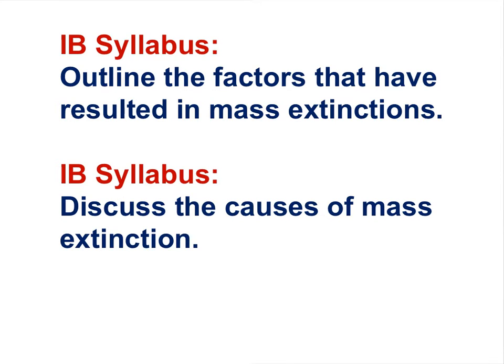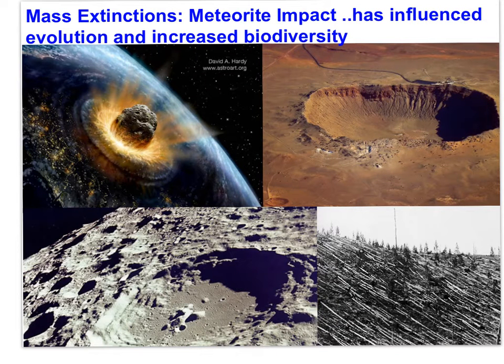Here are the first 2 IB syllabus statements to kick off this movie: outline the factors that have resulted in mass extinctions, and discuss the causes of mass extinction. It's thought that the 5 great extinctions resulted from meteorite impact. The impact significantly reduced diversity in the short term, but with a changed environment, speciation resumed and diversity roared back. In this image, you can see a meteorite crater on the Earth in Arizona, in the United States, here on the Moon, and the impact of a meteorite that fell in Siberia in the early 1900s.